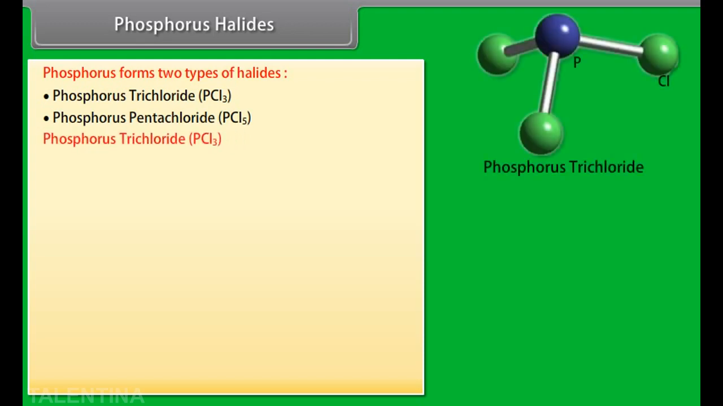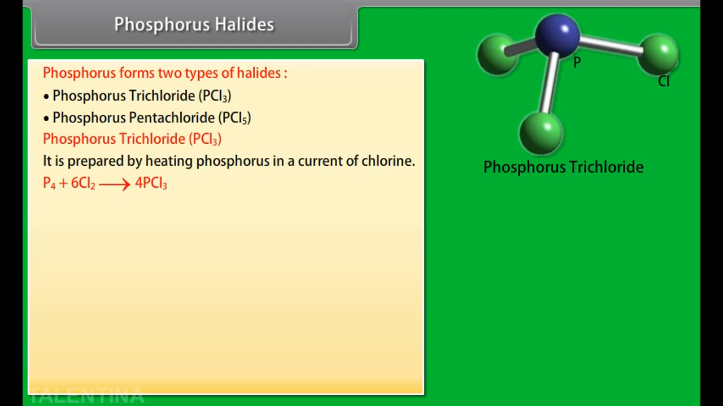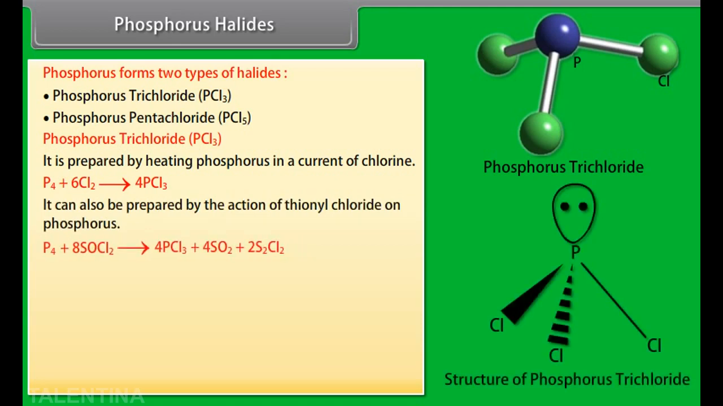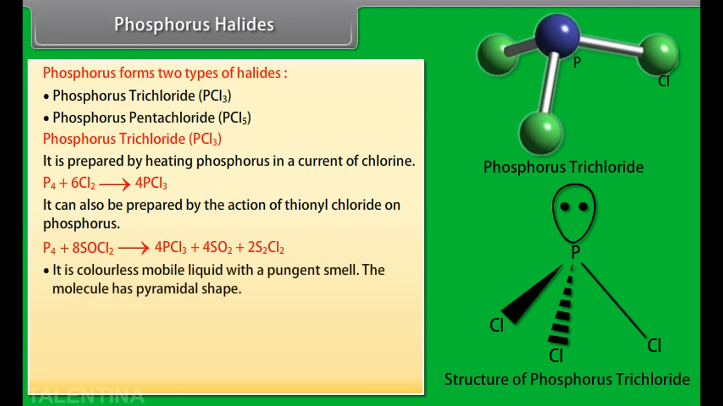Phosphorus trichloride. It is prepared by heating phosphorus in a current of chlorine. It can also be prepared by action of thionyl chloride on phosphorus. It is a colorless mobile liquid with a pungent smell. The molecule has pyramidal shape.